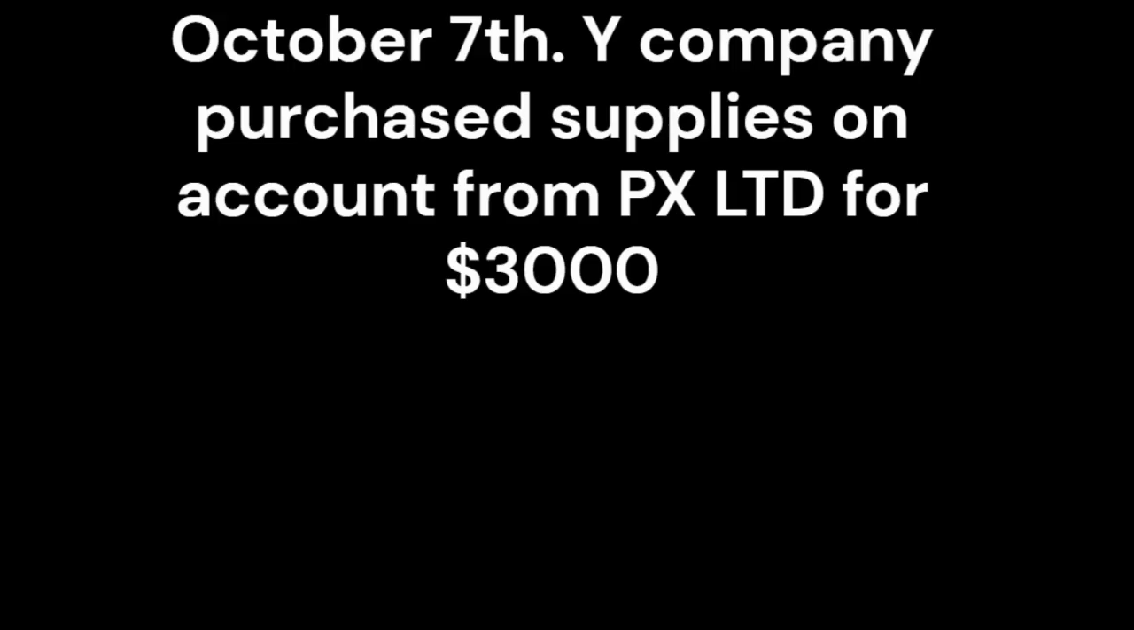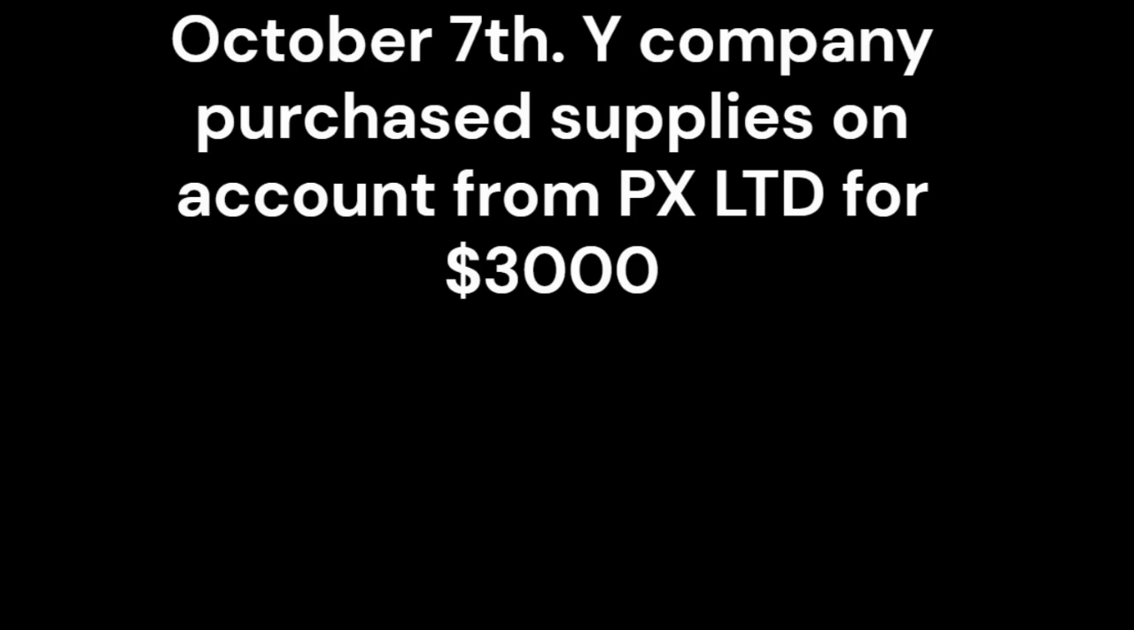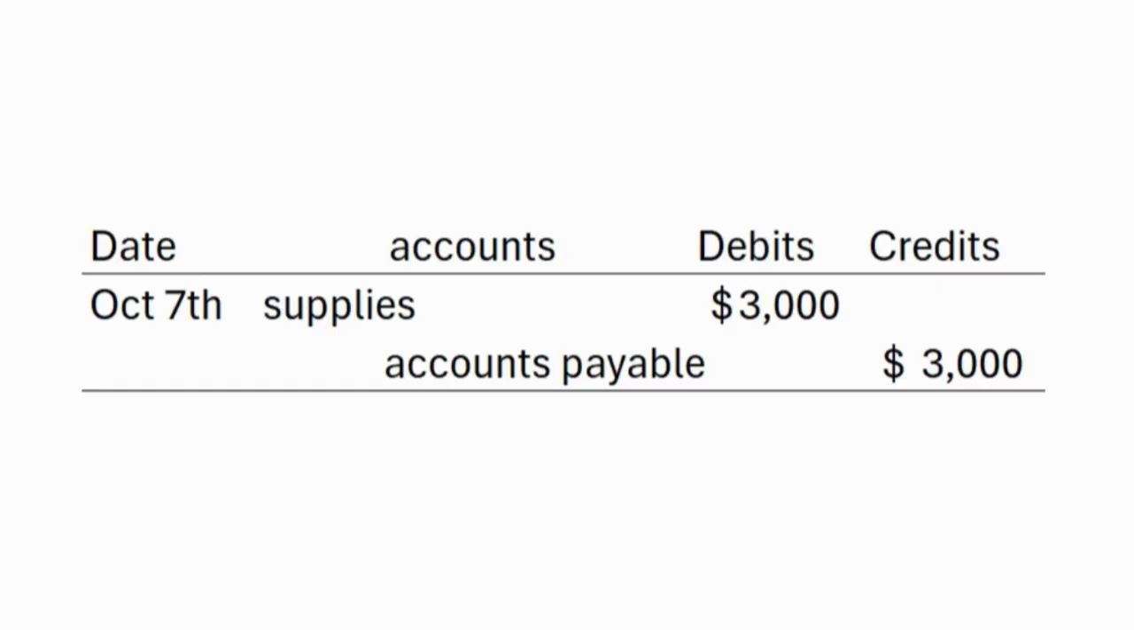October 7th. Y company purchased supplies on account from PX Limited for $3,000. Answer. Debit supplies $3,000 and credit accounts payable $3,000. We use accounts payable when goods or services are purchased on account, meaning no cash is paid immediately.